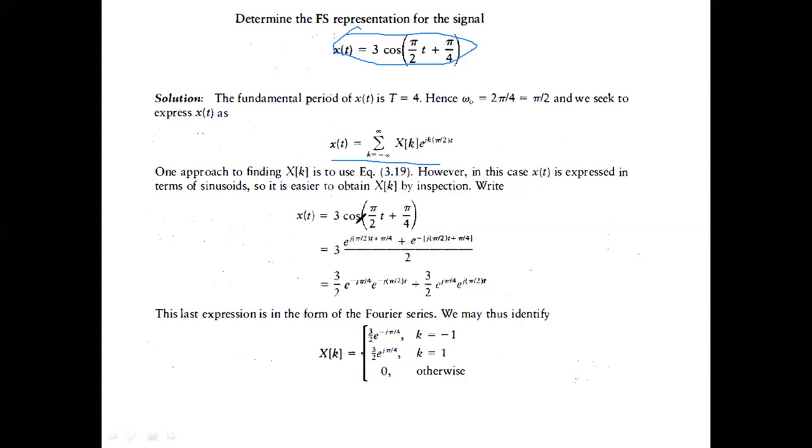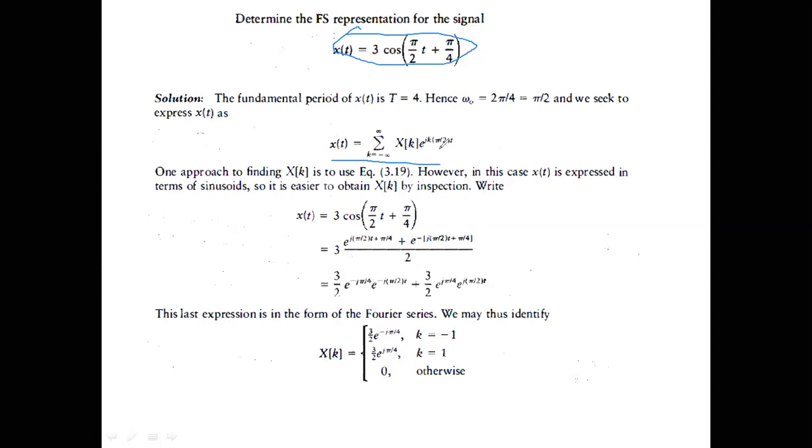What is cos theta? Cos theta is e to the power j theta plus e to the power minus j theta, divided by 2. Here theta is pi by 2 t plus pi by 4, so it is e to the power j(pi by 2 t plus pi by 4) plus e to the power minus j(pi by 2 t plus pi by 4), whole divided by 2. This is how it has been expanded.